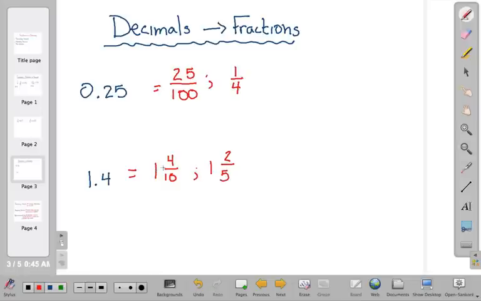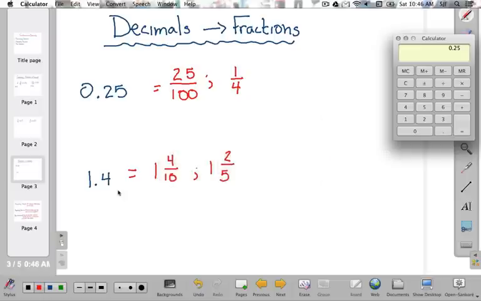So you can either have 1 and 4/10, or if you want to write it in simplest form, you'd have 1 and 2/5. And we can check to make sure that really is equal to 1.4 by putting into our calculator just the fraction part, 2/5. So 2 divided by 5 is equal to, see we have the 4/10 here and we have the 4/10 over here.